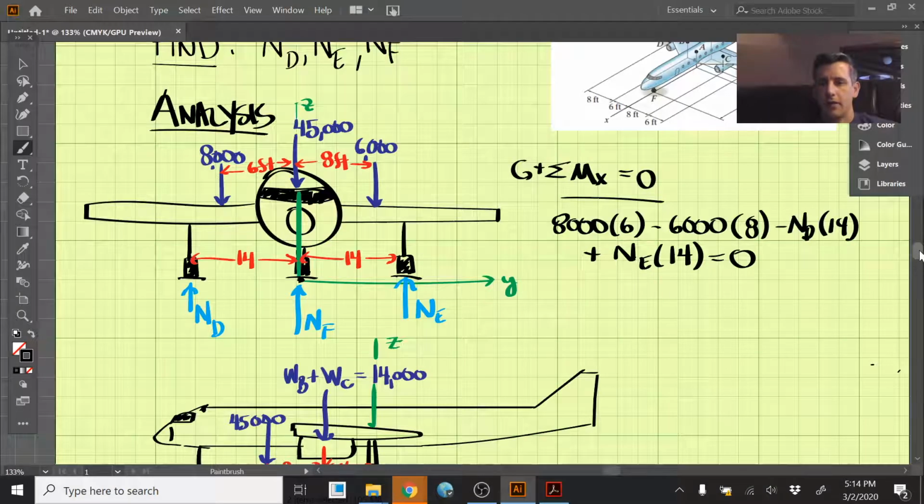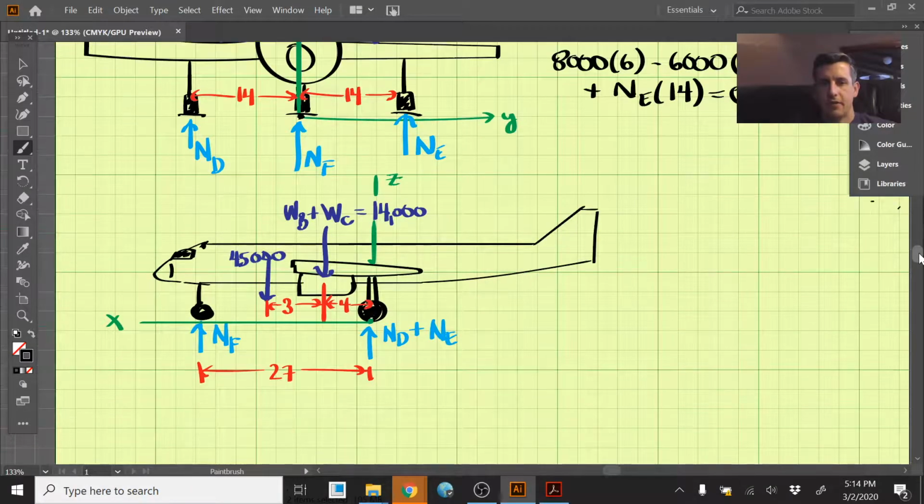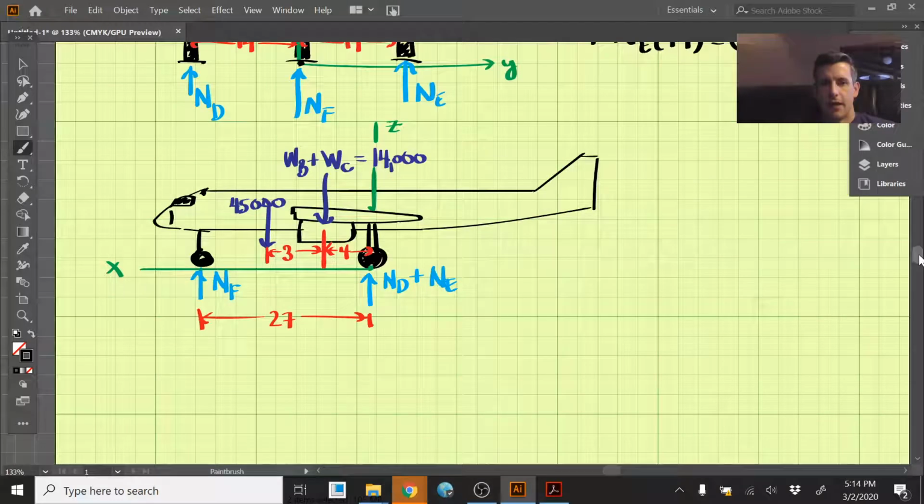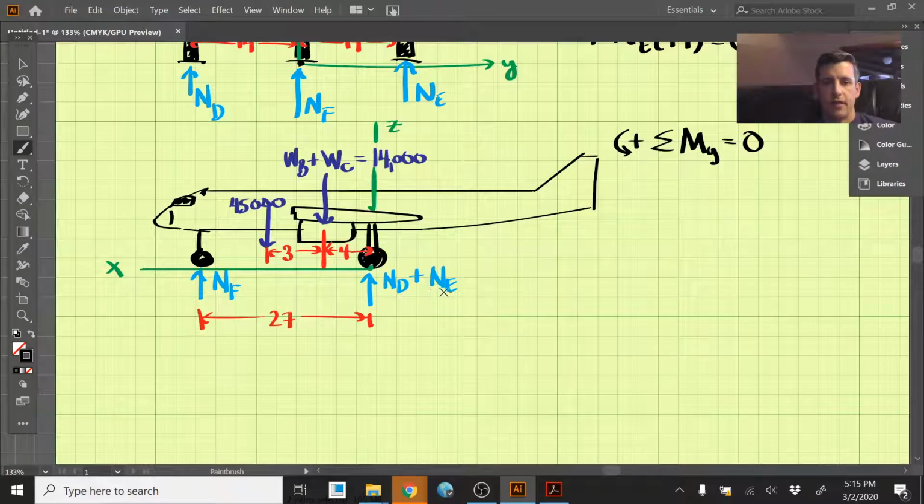Let's move on to the second free body diagram, looking the other direction, directly down the y-axis. We're going to take the moments about the y-axis and set those equal to 0. Since our y-axis is right here, ND and NE act directly through it, so they create no moment there.